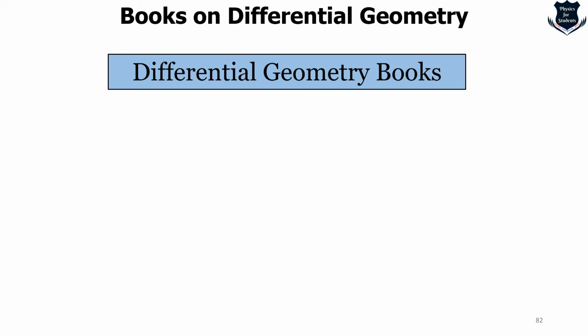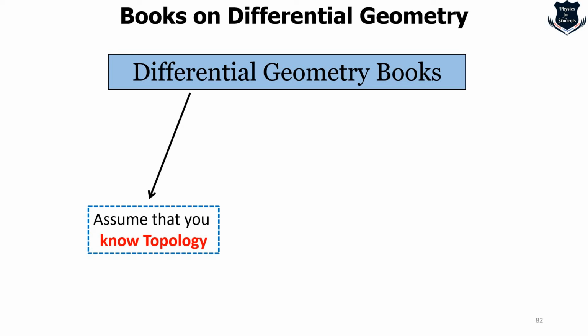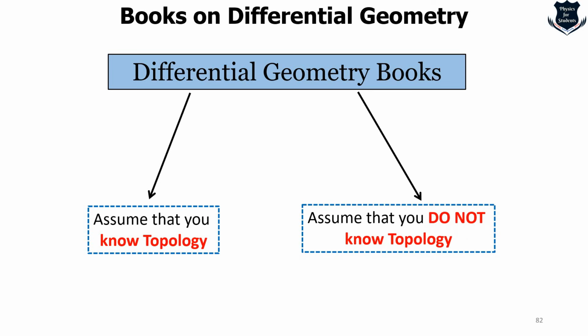But before going to the books, I would like to address that issue which I told you about, Loring W. Tu and John Lee's book, that differential geometry books are divided into two parts. First, it assumes that you know topology. Second, it assumes that you do not know topology. We will go forward with this one.